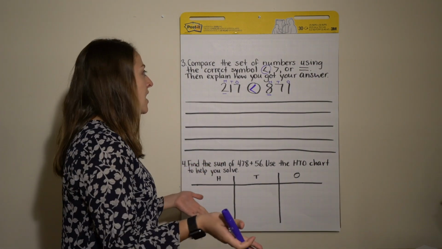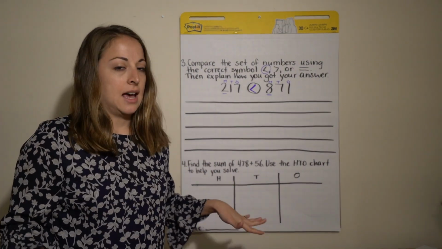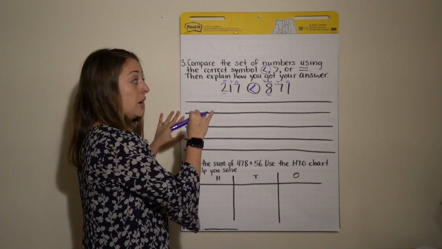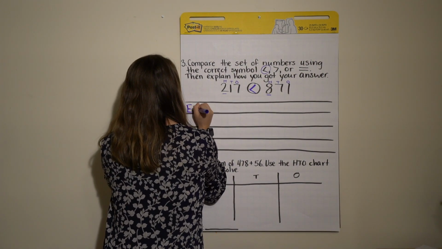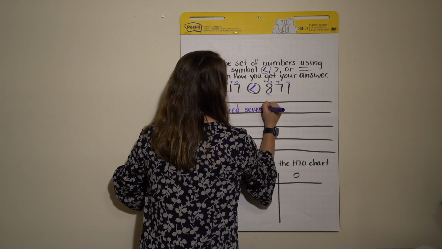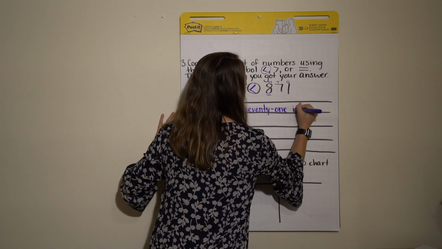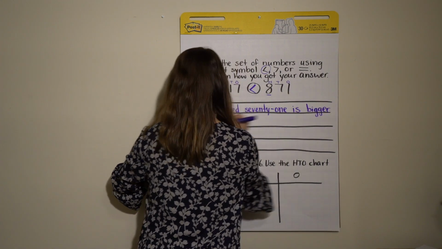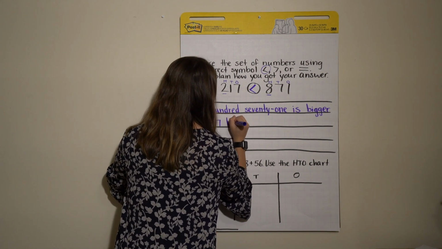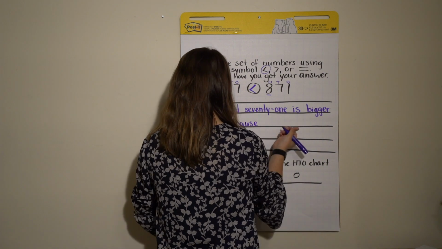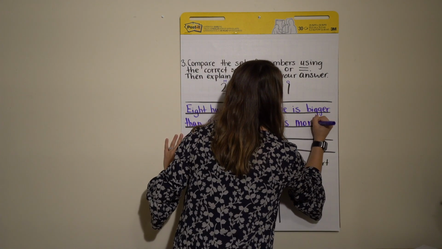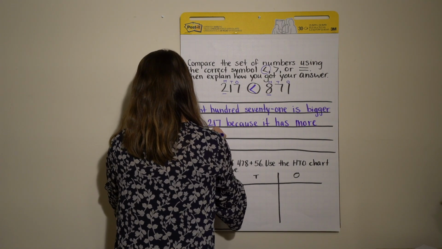Now, you can't say 871 is bigger and then leave it at that. You have to explain your answer. So, I'm actually going to write the number in words. So, 800 71 is bigger than 217 because it has more hundreds.